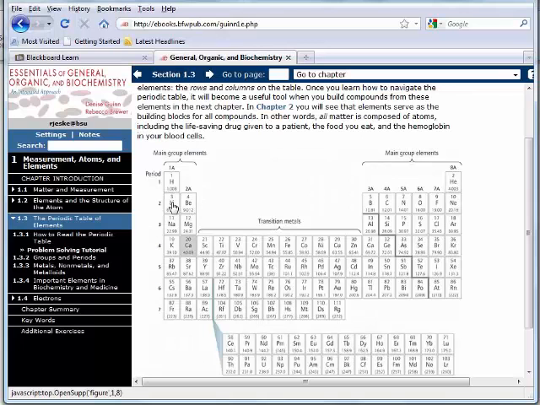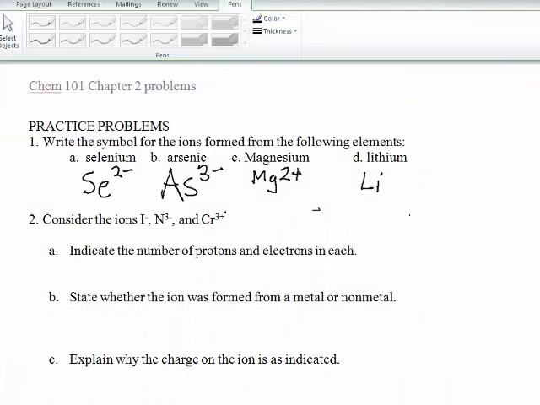And lithium, we'll find lithium, element number 3. It's right here. It's in group 1. It needs to lose 1 electron to achieve the noble gas configuration of helium. So lithium simply gains 1 plus charge, Li plus.